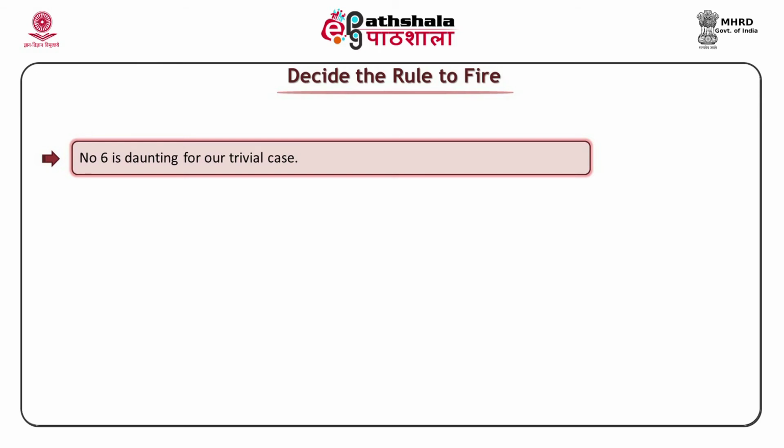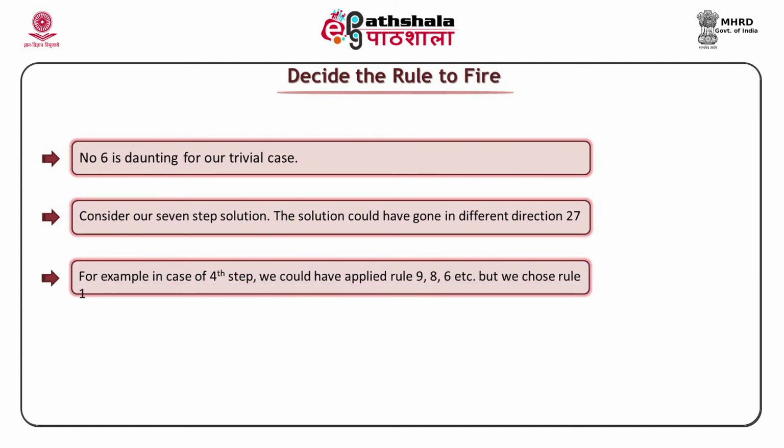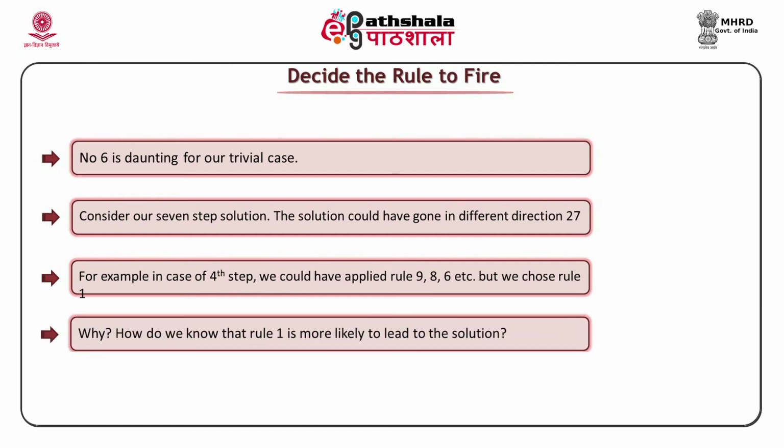Even our trivial case, it's not easy. The 7-step solution could have gone in a different direction. Pick up the 4th step. We could have applied rule number 9, 8, 6, etc. But we chose rule number 1. Why? In fact, we have already solved the problem. We have cheated actually and just instructed the program to choose rule number 1. We have not provided any logic for it.